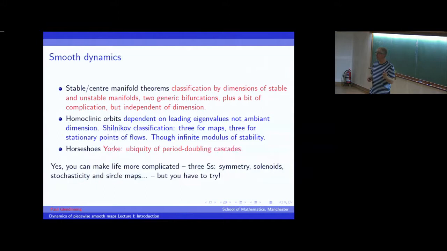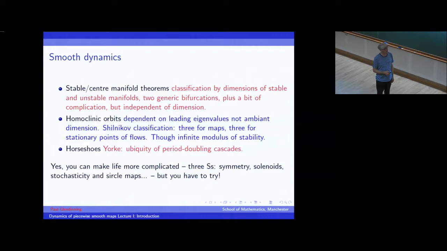Okay. So what do we have? In smooth dynamics, we have the stable and center manifold theorems. These are wonderful things that basically tell you that when life is simple and you look just at fixed points, there are only two generic bifurcations. In one dimension there are two generic bifurcations, in two dimensions there are three.